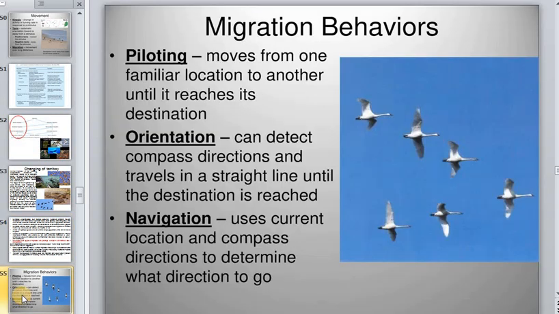We talk about this. Piloting moves from one familiar location to another until it reaches its destination. Orientation can detect compass direction and travels in a straight line until the destination is reached. And navigation uses current location and compass direction to determine what direction to go. So it is a very difficult question.